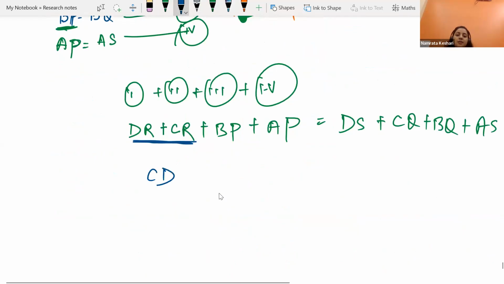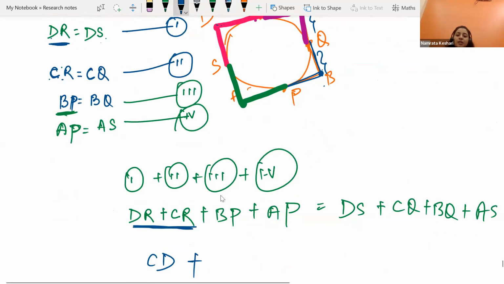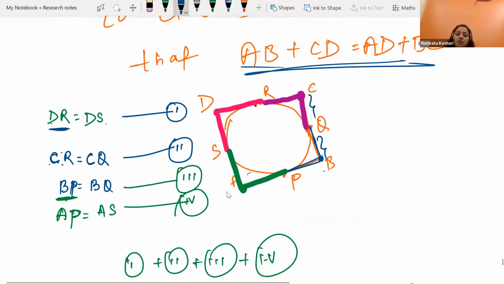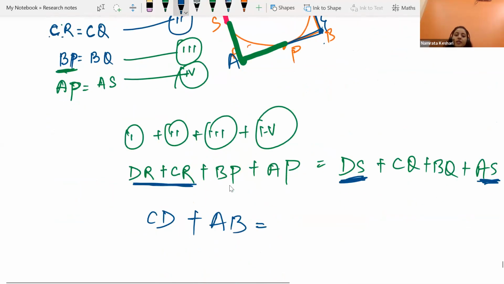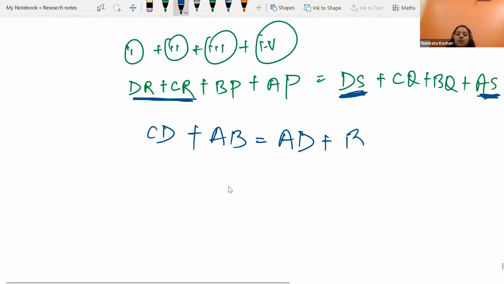These two together make CD. BP plus AP, look carefully, BP and AP together make what? AB. Okay, similarly on the other side, DS and this last AS, these two together make what? DS plus AS. Look carefully, here is A, DS plus AS will be AD or DA, and CQ plus BQ, CQ plus BQ is BC, and we are done with the proof.